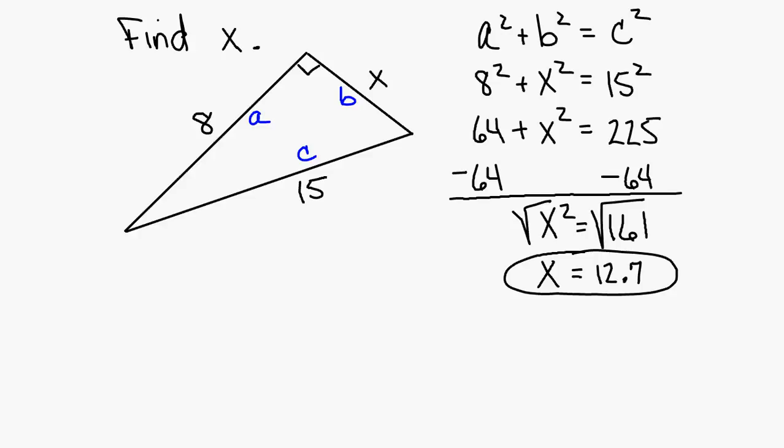Any questions on finding x in that problem? The steps are the same for each problem. You label your sides, substitute the values for the variables, square everything, and then solve for x. Does anybody have any questions? Anybody need to see another example?